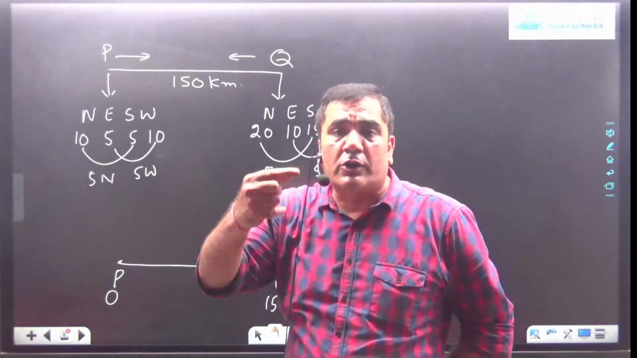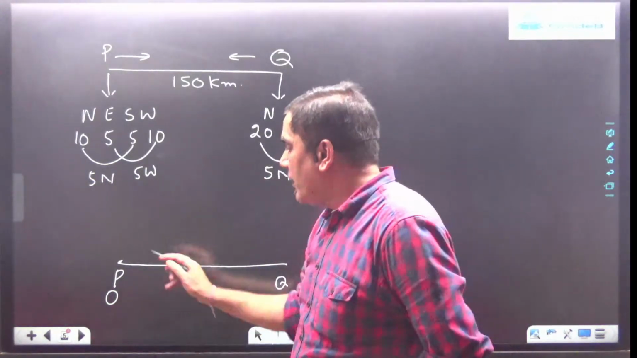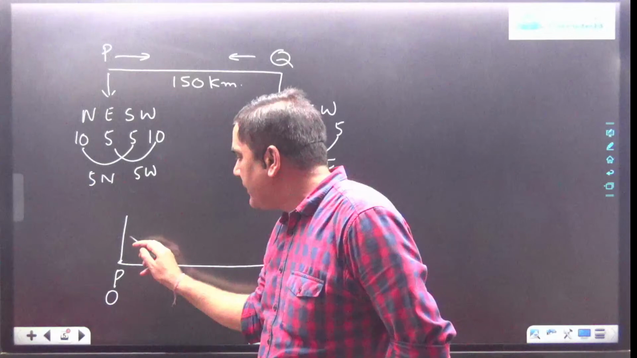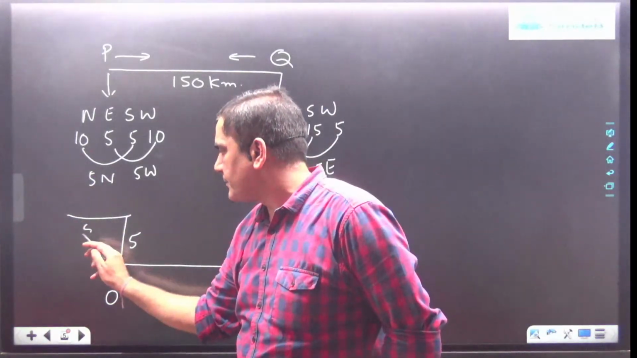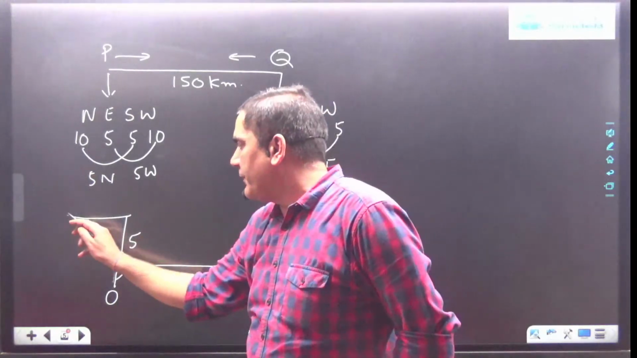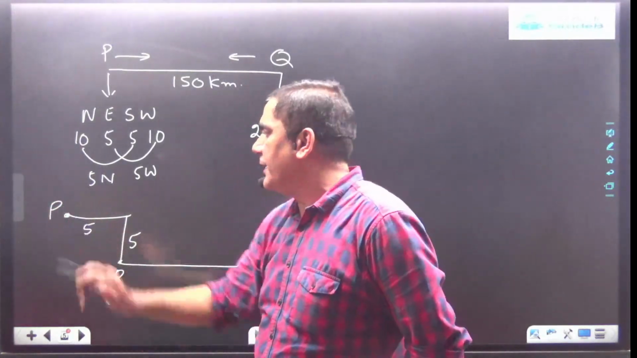North means what? North means up. From this point, this person will be 5 kilometer up, and west means left, 5 kilometer left. Clear? So now the P will come over here.